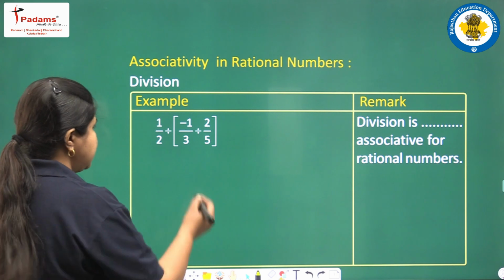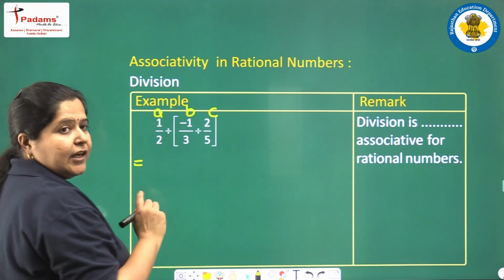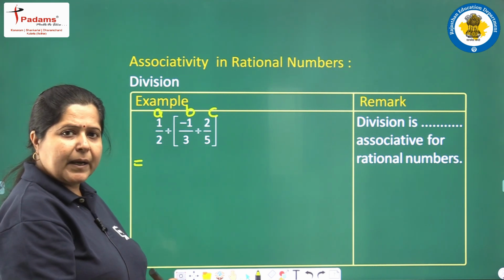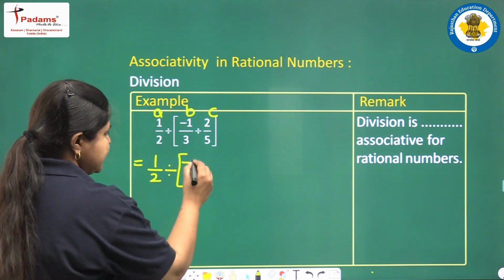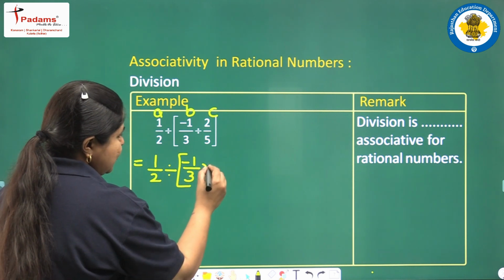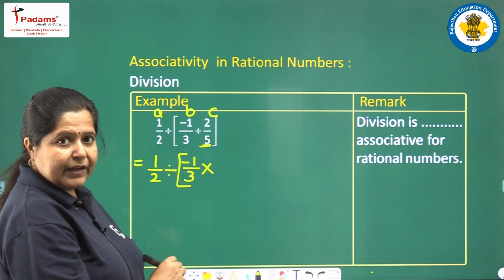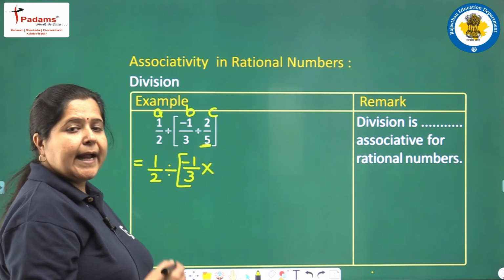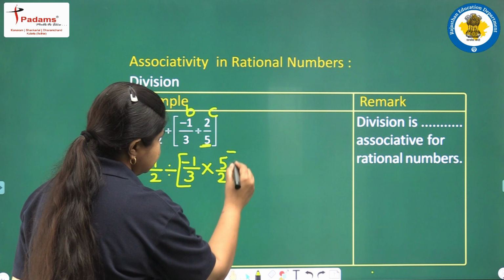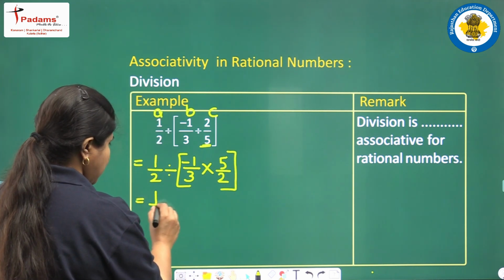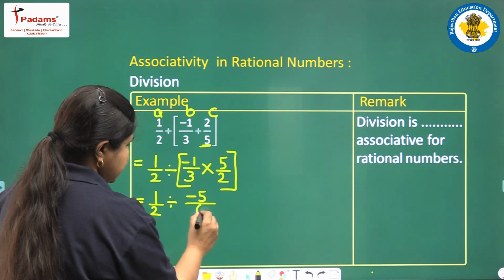We have one example. Let us divide the three numbers. This is A, this is B and C. First we will divide B and C and then divide A by the result. 1 upon 2 divided by minus 1 upon 3 divided by 2 upon 5: division gets changed into multiplication and the second number, 2 by 5, will be reversed. The numerator and denominator will exchange each other, 5 upon 2. This will give us 1 upon 2 divided by, simply multiply, 5 1s are 5 and 3 2s are 6.